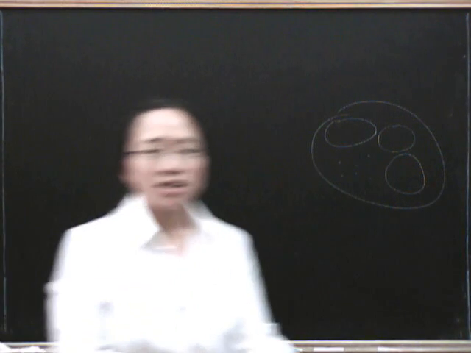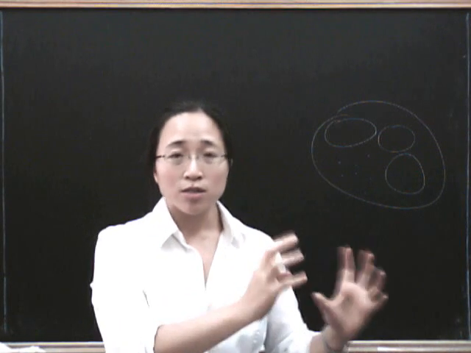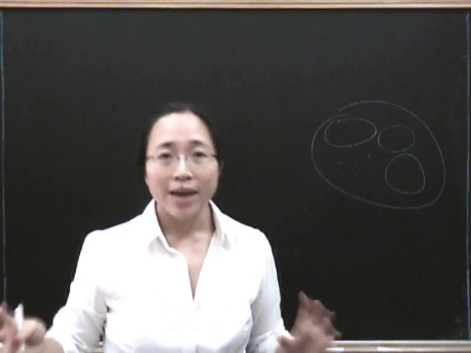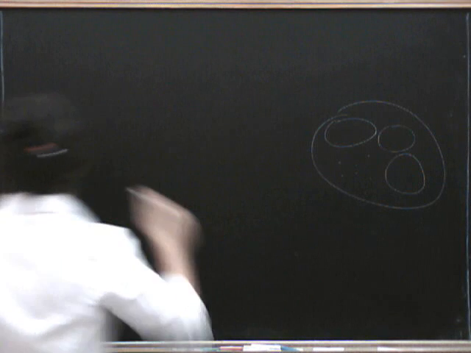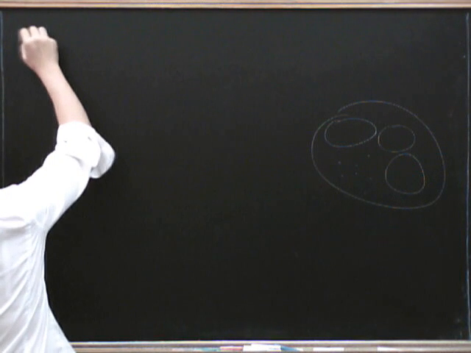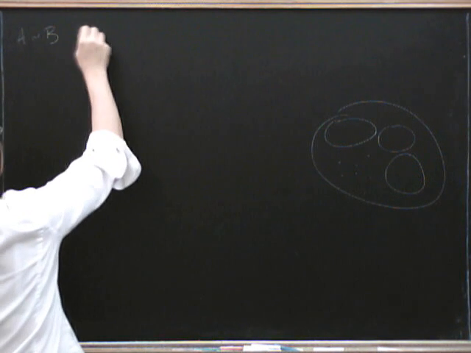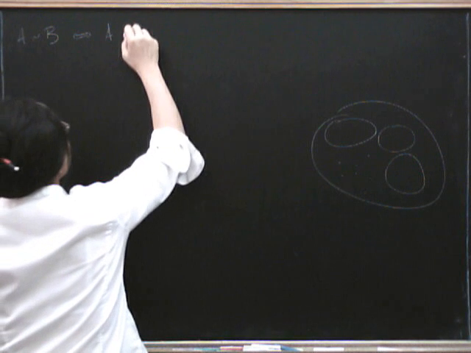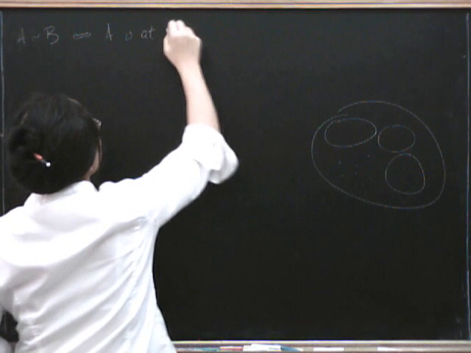Now what we did in this example is we started with some schools, and from that we made an equivalence relation that said A is related to B if and only if A is at school with B.